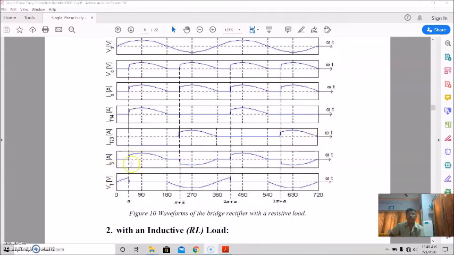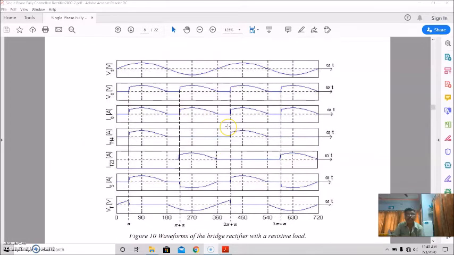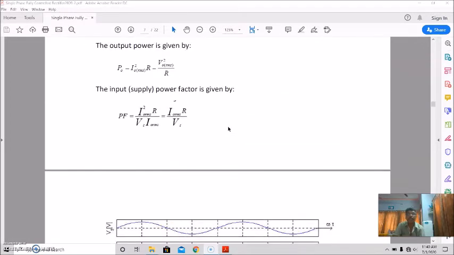Basically, if you take all this and merge these two, it will be like this. This is the source current, and this is the voltage across the thyristor. In this way, the bridge rectifier circuit with resistive load is being discussed.